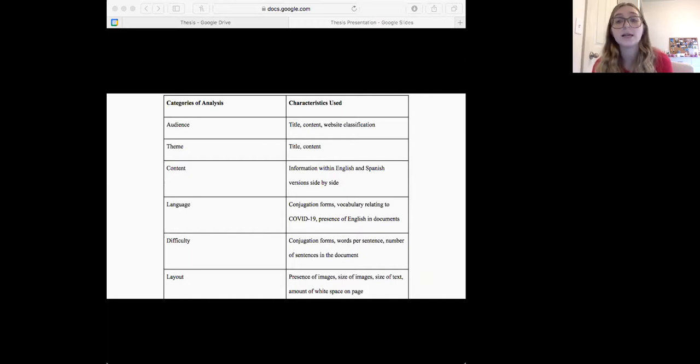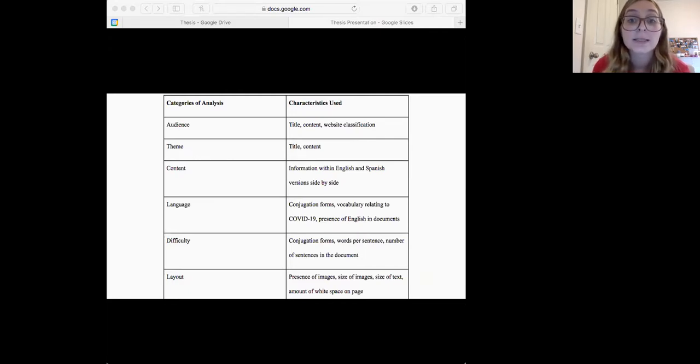I analyzed the audience by looking at the title, the content, as well as sometimes the website classified themselves what their intended audience was. I also analyzed the theme by again looking at the title and content. Some of the most common themes were masks, social distancing, and just in general how to protect yourself from COVID. I also looked at the content by determining if the information within the Spanish and English versions were the same.